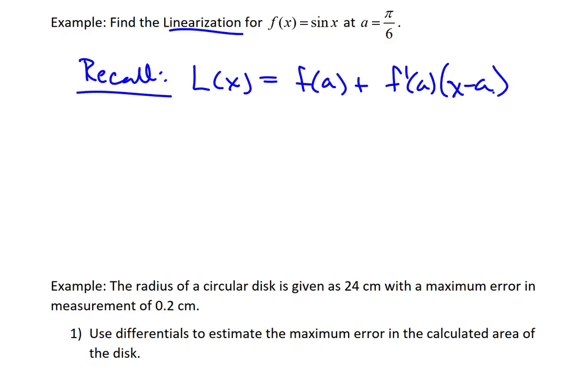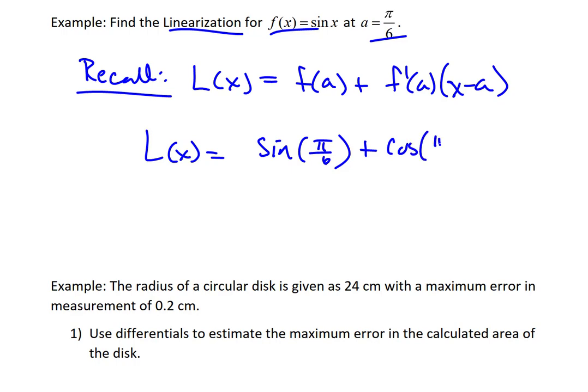Now, in our case, we actually have f, it's given as sine of x, and we have a, it's given as pi over 6. So really we're just plugging stuff in, which means we could say L of x equals f of a, that's sine of pi over 6. We're just plugging in the value given for it, plus f prime of a. Well, f is sine, so f prime would be cosine. And of course, we still want a as the input, so cosine of pi over 6. And then we're multiplying by x minus a, which would be x minus pi over 6.